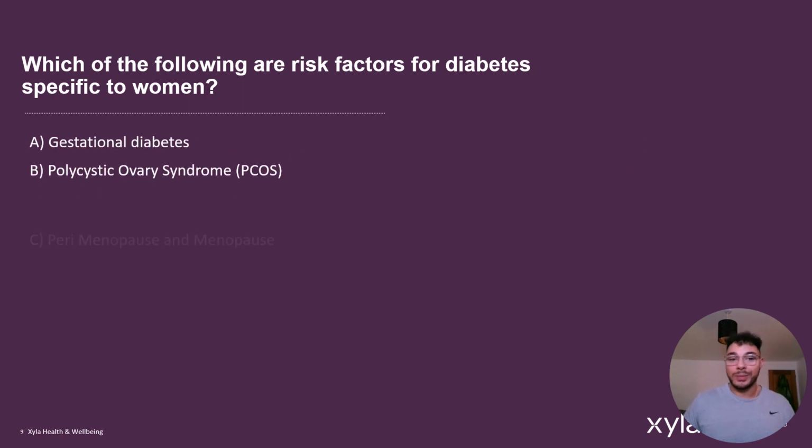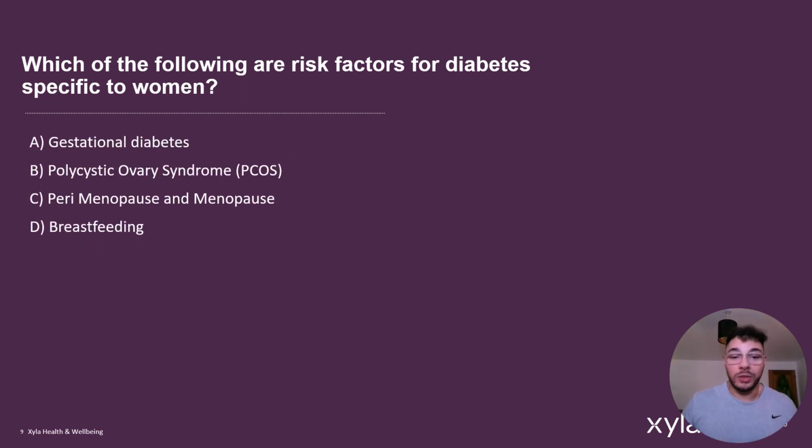Question number 2. Which of the following are risk factors for diabetes specific to women? Is it A, gestational diabetes, B, polycystic ovary syndrome, PCOS, C, perimenopause and menopause, or D, breastfeeding? Oh, that's hard, isn't it? You might not have heard of all of these before. But I'll show the answers in 3, in 2, in 1.